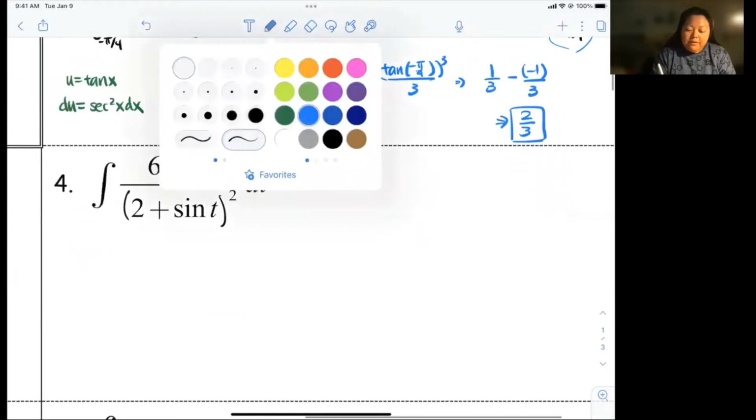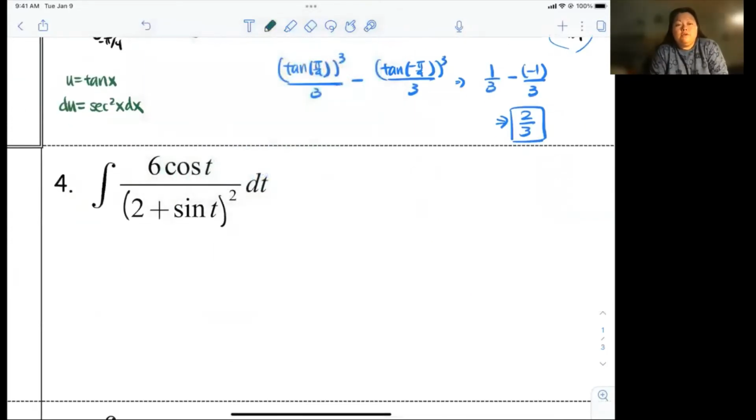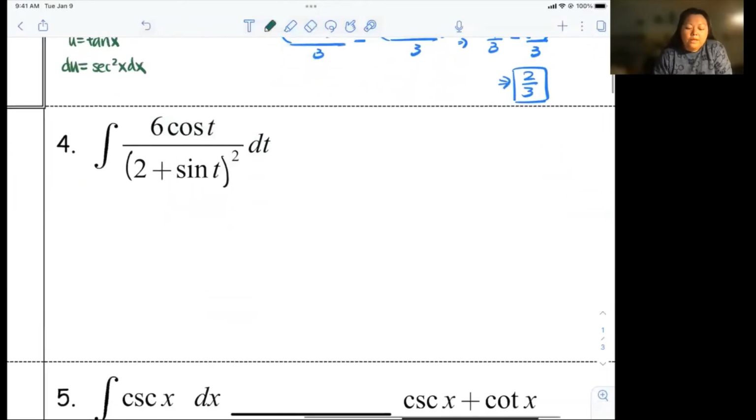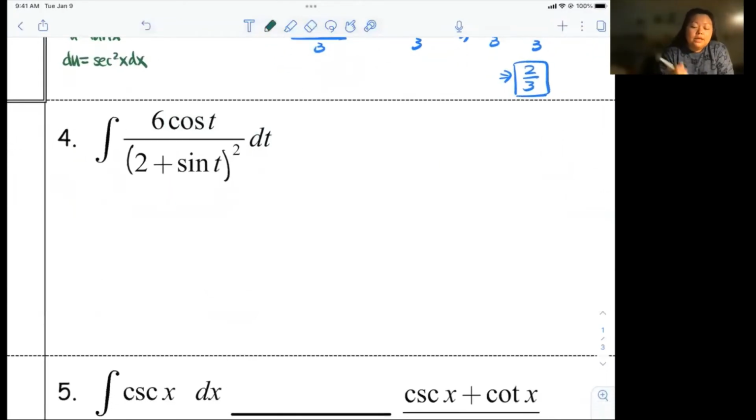Following the same steps, following the same suggestion I gave you, we take a look at number 4. What's in the denominator and in parentheses is just the 2 plus sine t, not with a square.